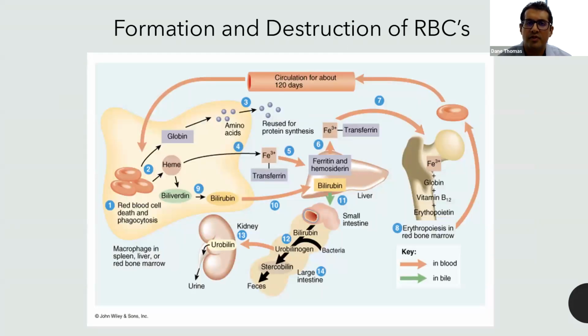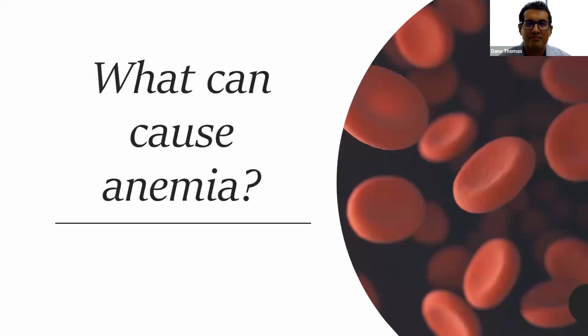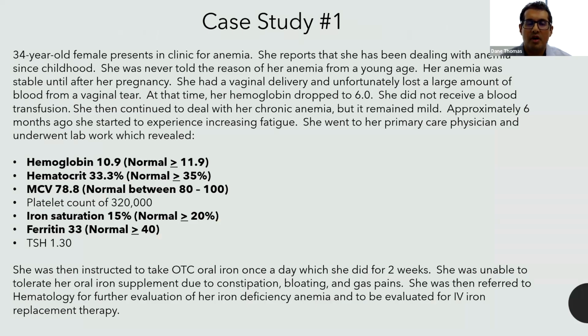If there is more than that, we have to suspect there is some sort of hematological issue going on. This slide is another reference slide to describe the whole cycle of red blood cells, including the formation and destruction of red blood cells. And we will talk about each of these processes in the upcoming slides. So let's get right down to it. What can cause anemia? We'll first talk about our first case study.